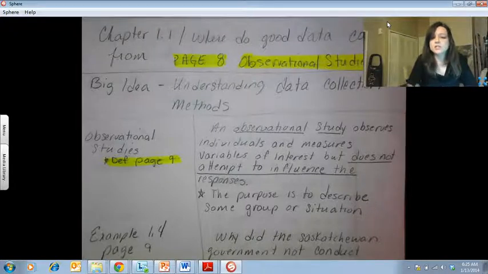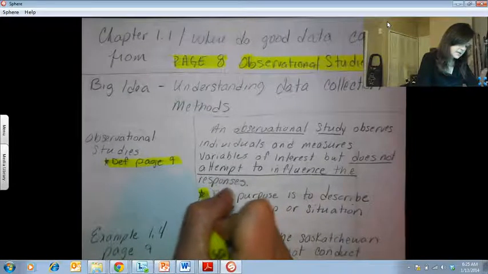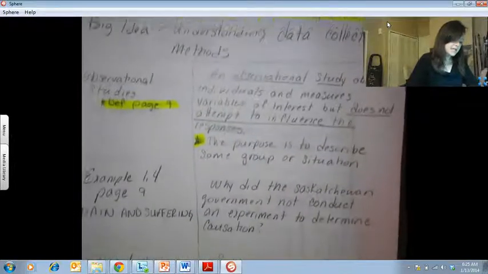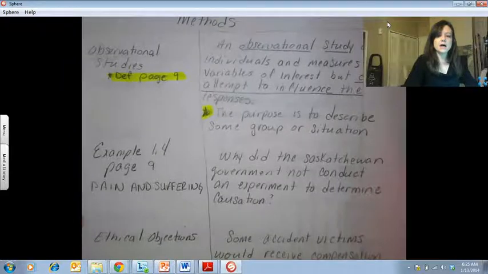That's when you don't want to change the outcome, you just want to see what is already happening. Okay? I have a star right here. The purpose is to describe some group or situation. Okay? So let's look at the example, 1.4 on page 9, pain and suffering.